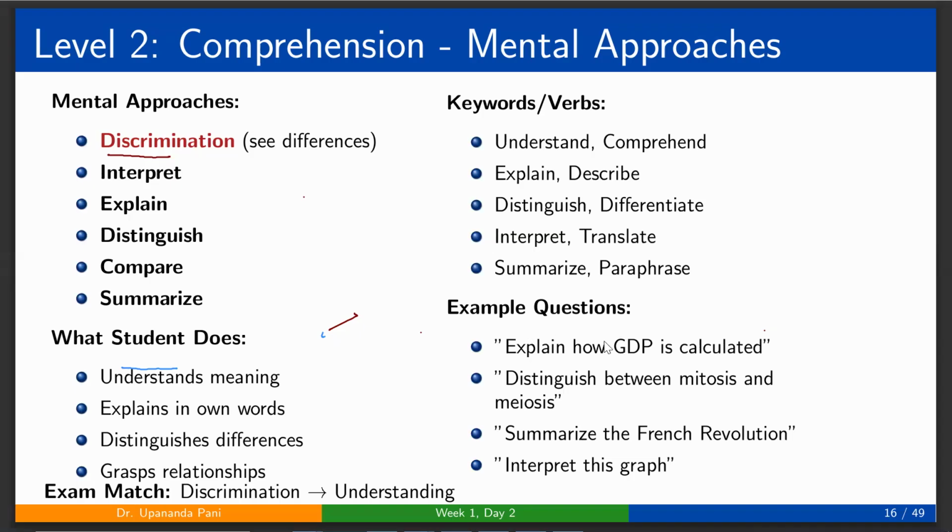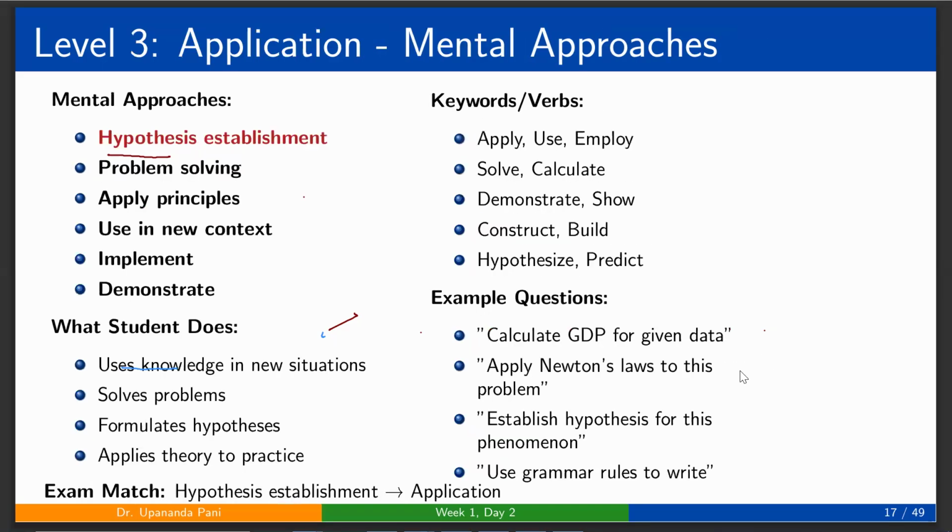Suppose, for example, some questions when we ask the students: explain how GDP is calculated. So simply it is a level 2 comprehension process, or level 2 of learning. Or distinguish or summarize the French Revolution, interpret this graph. Now we will go to level 3.